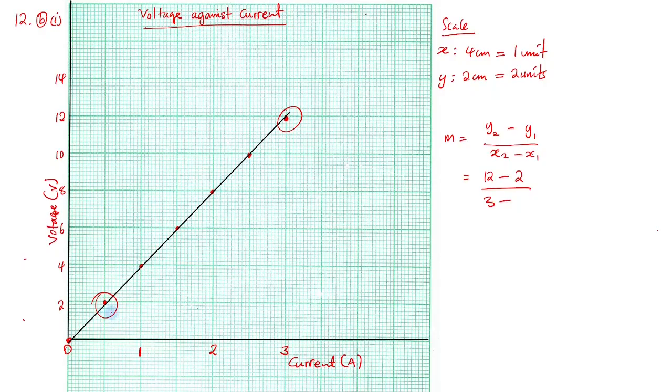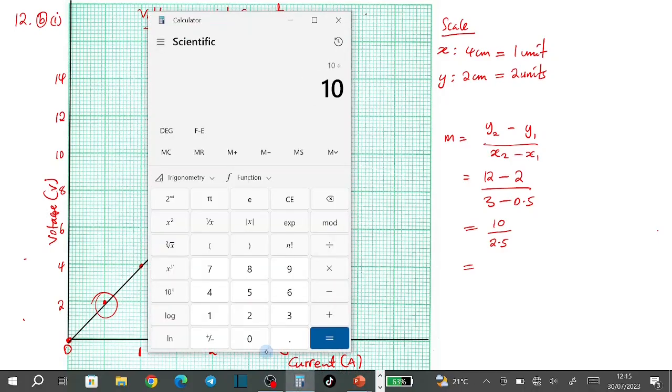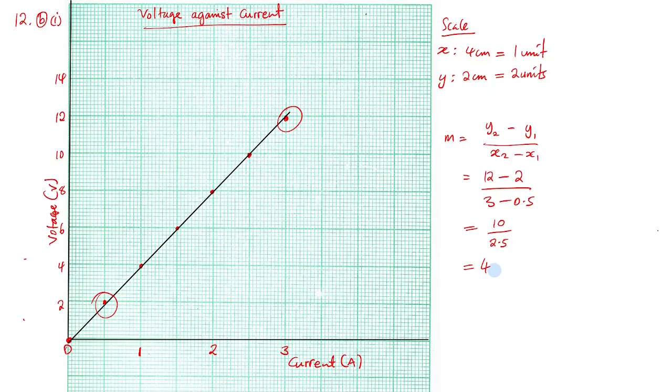On your graph, circle them. So this one will come down here. This is 0.5. So you say equals 12 minus 2, it will be 10 over 3 minus 0.5, which will be 2.5. Okay, so 2.5 into 10, how many? Is it 4? Let me do the division. 10 divided by 2.5 is equal to 4, yeah. So 4. Now you are going to say 4 ohms.